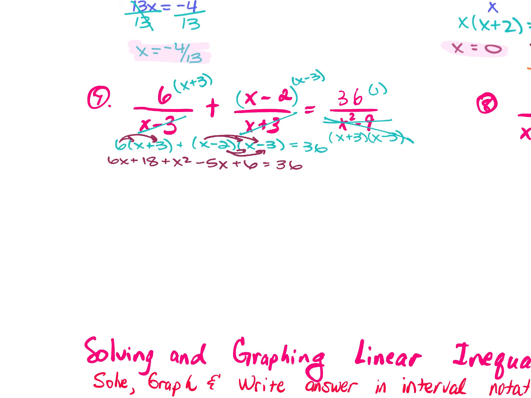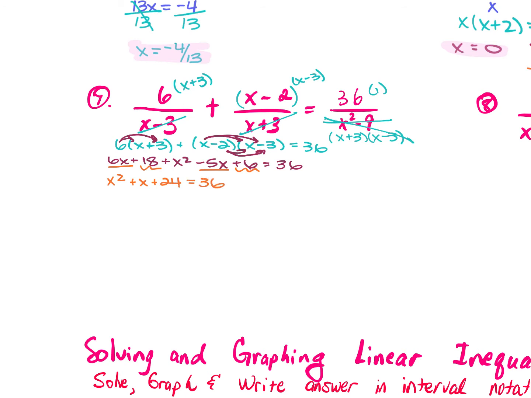On that left side, combine your like terms. Drop down that x squared first. You have 6x minus 5x, which gives us positive x. Then that 18 and that 6 give us 24. And this is still equal to 36.